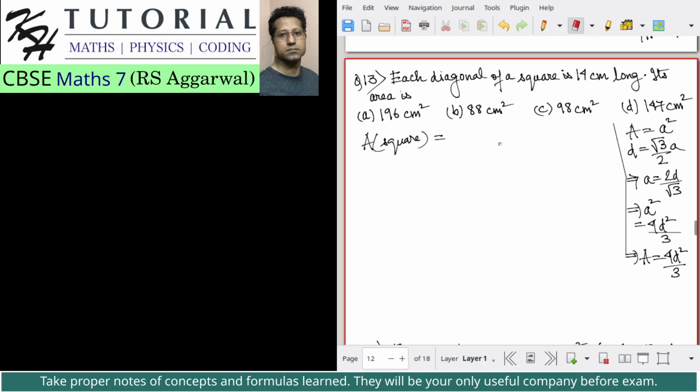So that is the reason I derived it, so that I am confirmed I am using the correct formula. So the area of a square is equal to 4d square by 3, where d is the diagonal of the square. Okay, so this becomes that the diagonal of the square is given to be 14 centimeter. So this becomes 4 by 3 multiplied by 14 multiplied by 14. No, I did a mistake. I am doing some mistake.